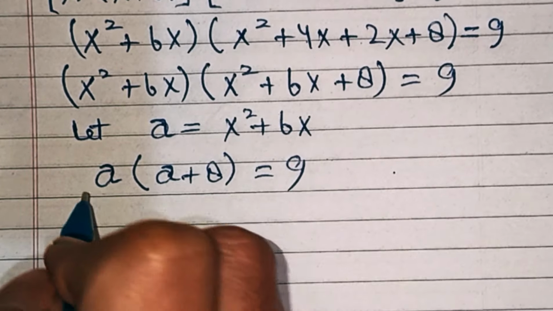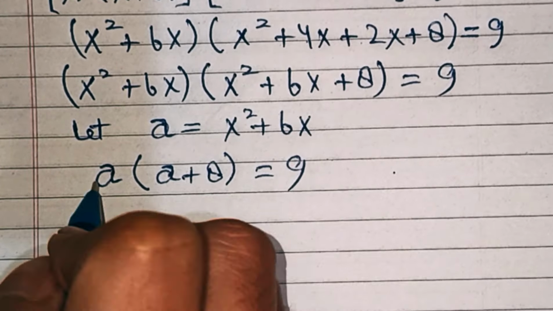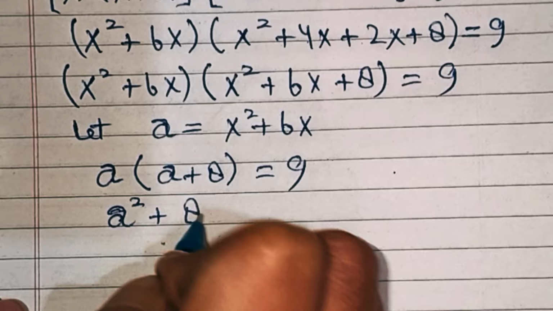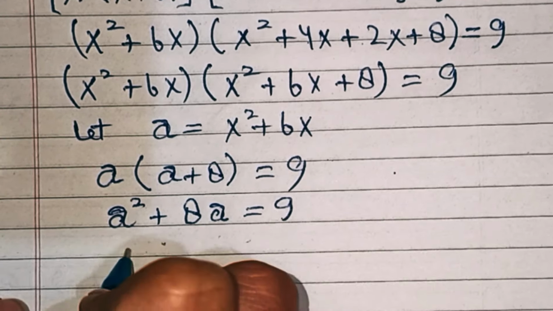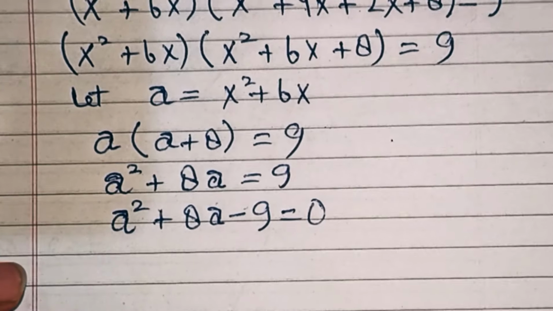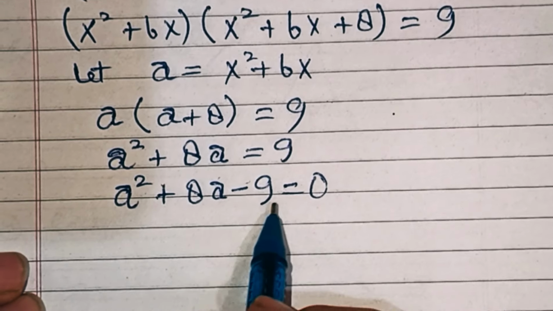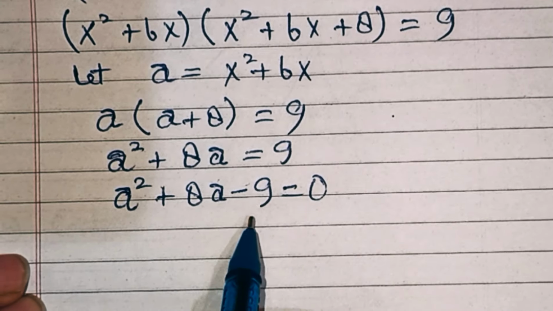Then in the next step, we can write this as a times a is a square plus 8a equals 9. Now let's move this 9 to left hand side. So it will be a square plus 8a minus 9 equals 0. Now this is a quadratic equation. So let's solve this by factorization to find the value of a. So we can write this as a square plus this 8a is same as 9a minus a minus 9 equals 0. Because this 9a minus a is again equals 8a, right?